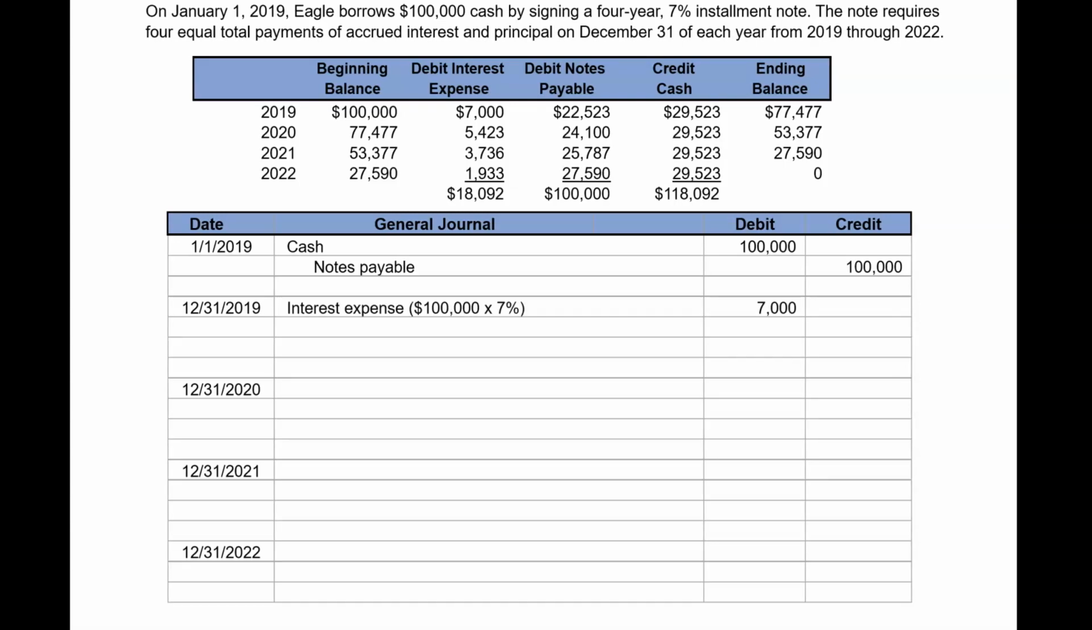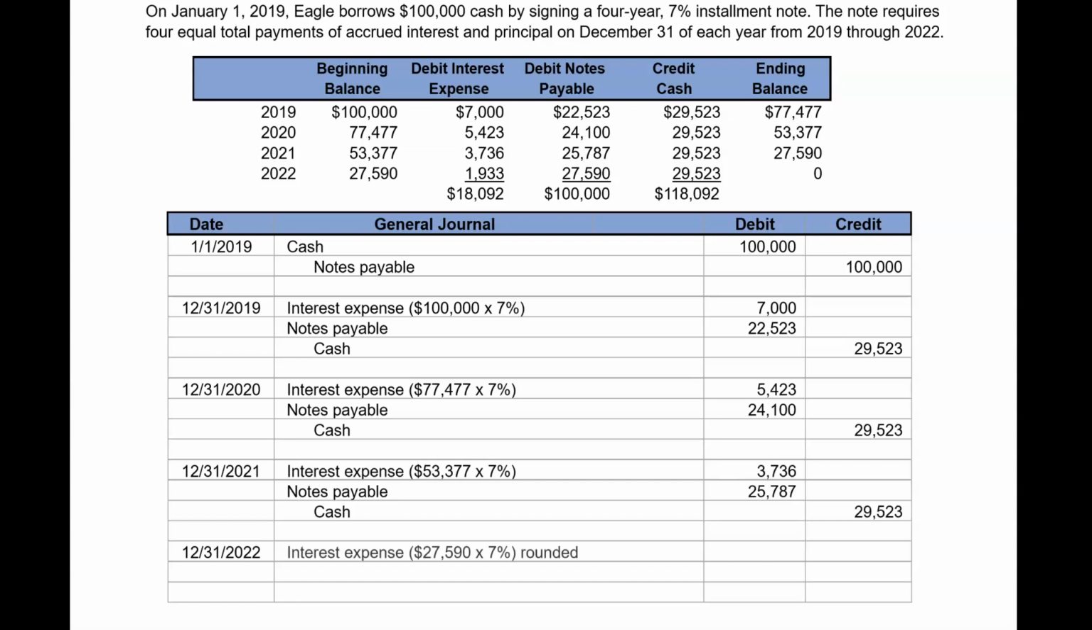Okay, now the second thing is to record the interest installment. That's $100,000 times that 7%. We will debit interest expense $7,000, and then debit notes payable $23,523, and credit cash for the $29,523 payment that we make every year. And then same thing for year 2, year 3, and year 4. These numbers all come from that table that we just discussed.